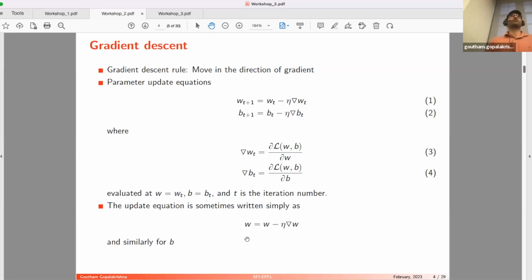Just don't be confused when you see an equation like this. This should be read as a left arrow here, so W gets updated by this amount. And this is typically how you write it in Python, so people also use the same notation in slides.